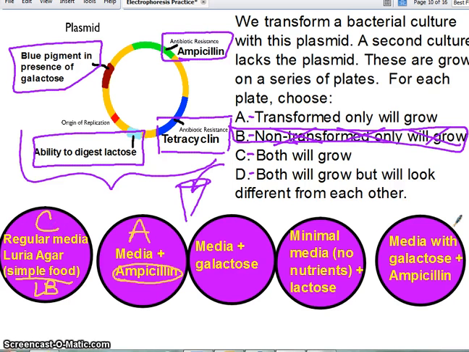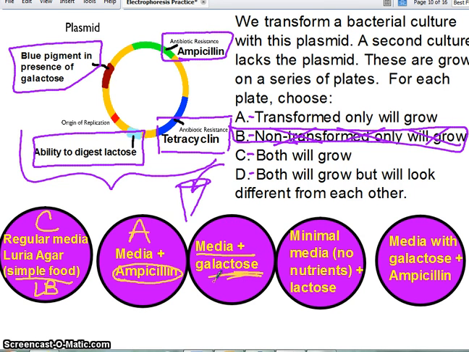All right, in our second plate, we added ampicillin. If we add ampicillin, then that would mean that that will kill any bacteria that didn't pick up our plasmid. So the answer would be A, only the ones that picked up our plasmid or the ones that were transformed will grow. Our third one is our regular media, but now we've added the sugar galactose.